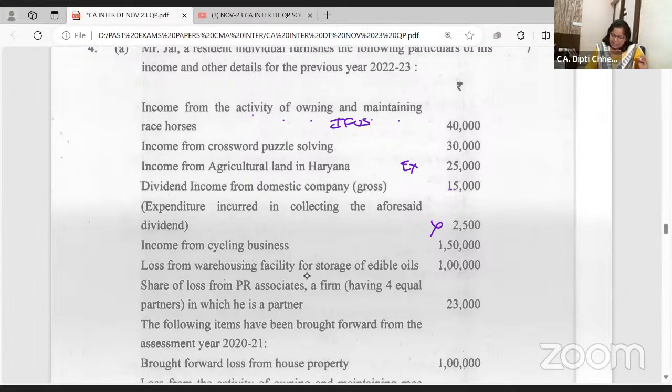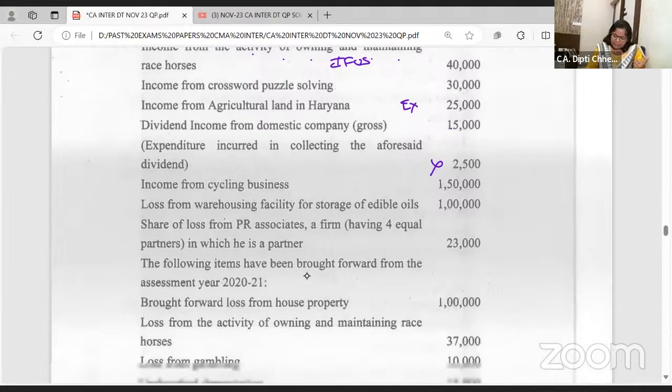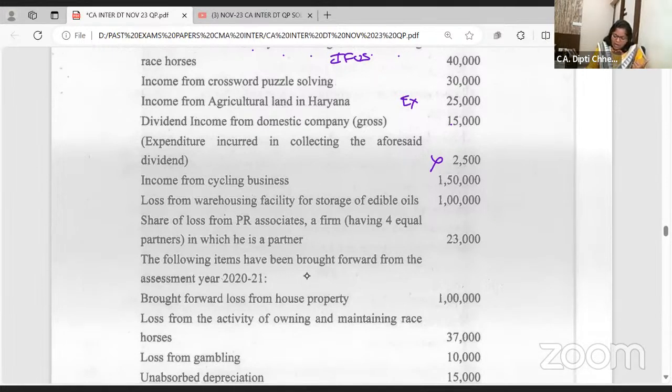Income from cycling business, okay, business income. Loss from a warehousing facility for storage of edible oils. Is it covered under 35AD? Answer is no. 35AD covers warehousing of agricultural produce, warehousing of sugar, and manufacturing of fertilizers, not edible oils. So this is a routine business loss. Can I set it off in this? Yes. Can we set off one business loss against another business income? Answer is yes.